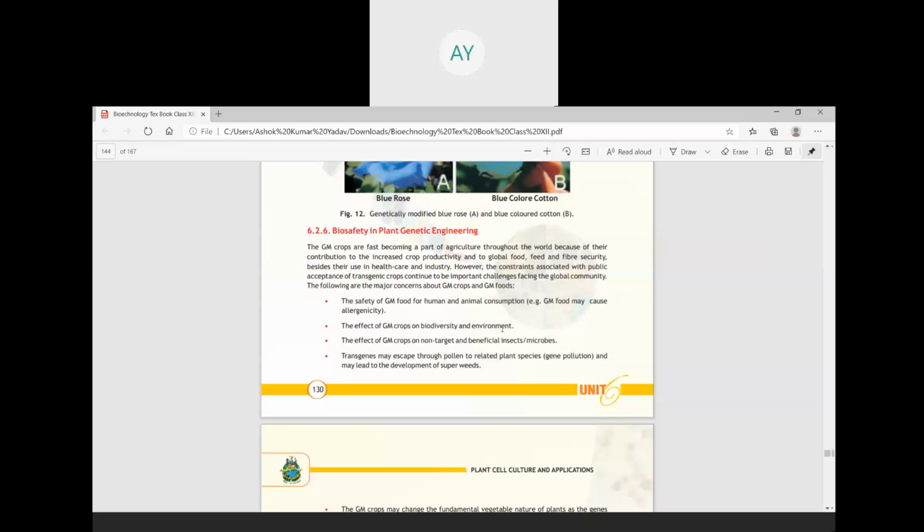What happens? We are going to neglect the wild variety of the particular crop variety, and that can affect the food chain and food web. So that can reduce the genetic biodiversity due to monoculture. Monoculture means the same type of variety is growing in the whole world, either of the cotton crop or the rice crop or the wheat crop. In that situation, the biodiversity will reduce and it will affect the environment regarding food chain and food web.